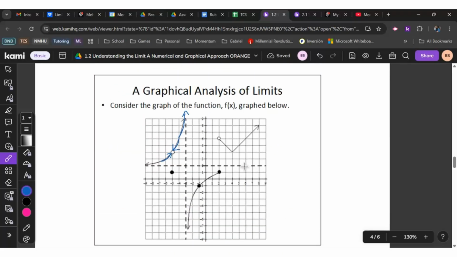Okay, so as we approach -5, which is right here, from both sides, we're approaching the y value of 4. There's a hole there. The limit can exist if there's a hole. The function may not, but the limit does.